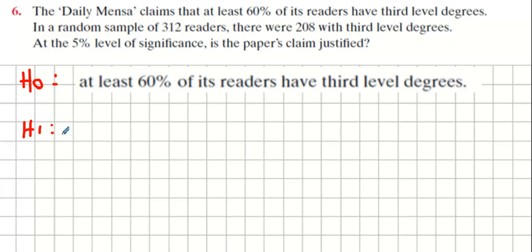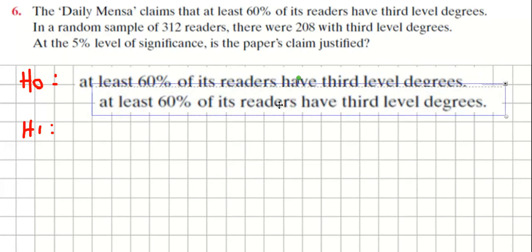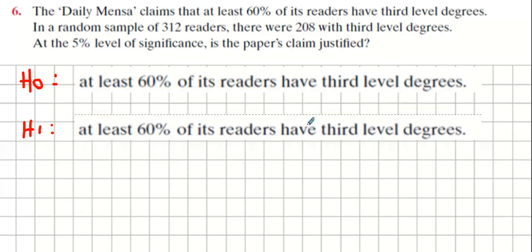What would be another way of saying it? That less than 60% of its readers have third level degrees. That's the opposite as well, isn't it? But I'm going to try and reuse the language here as much as I can, okay? So all I'm going to do is grab this, Control D it, and then write in here, do not have third level degrees. Is that all right? Everybody see how I adjusted that? Okay, that's part 1.